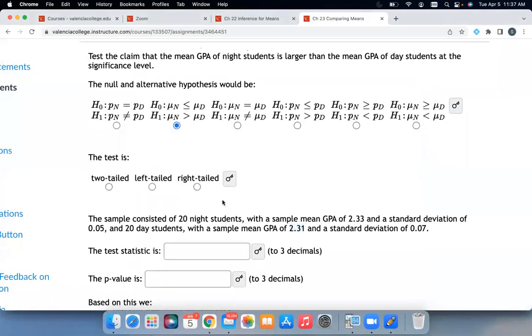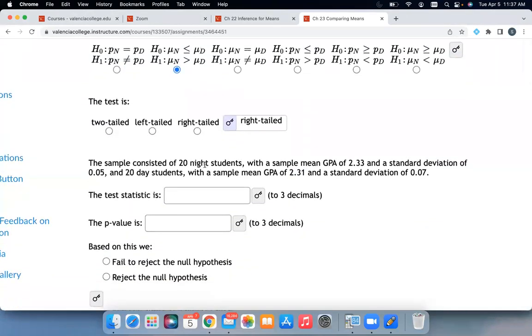This is the correct answer, because we got the greater than, night is greater than day, in our alternative hypothesis. We got a greater than, that makes it right-tailed. And now the calculator is going to do all the work to get all these.